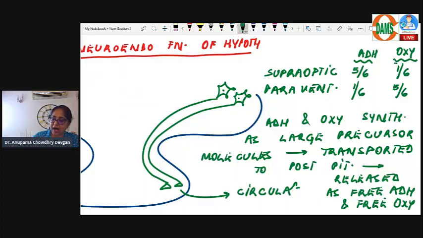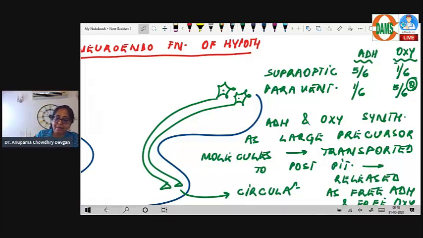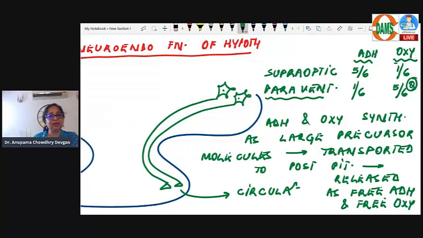This question has been asked: oxytocin is mainly secreted from which nucleus of the hypothalamus? Your answer is paraventricular. I remember this as Om Prakash: O for oxytocin, P for paraventricular. So oxytocin is mainly paraventricular, ADH is mainly supraoptic.